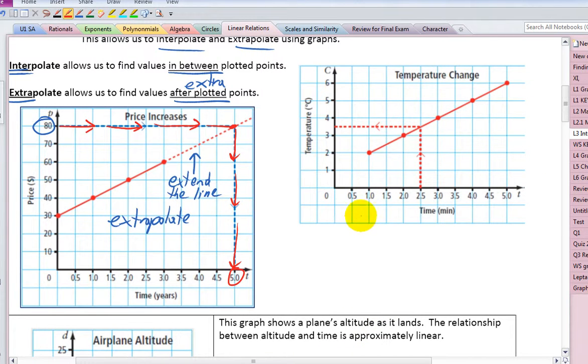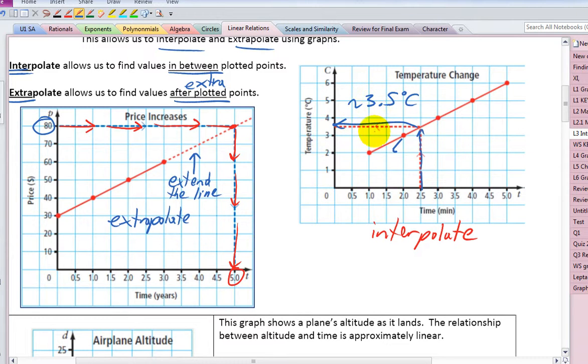Whereas interpolate, you don't have to extend the line. You're just finding values in between. So we could say, well, at 2.5 minutes, what would be the temperature? And so you draw up to the line and over. And you'd say it would be approximately 3.5 degrees Celsius. Or you could say, how many minutes would it take to reach 4.5 degrees?